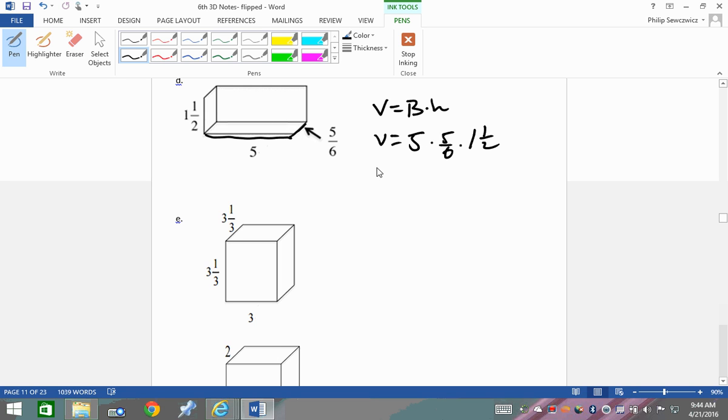So remember, we do need improper fractions. So I'm going to go 5 over 1. This is already a fraction, 5/6. Leave it alone. It's okay. And then improper, 2 times 1 is 2, 2 plus 1 is 3, so it is 3/2.